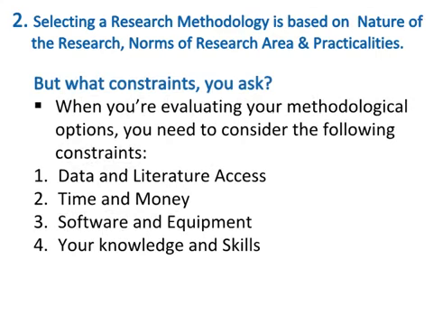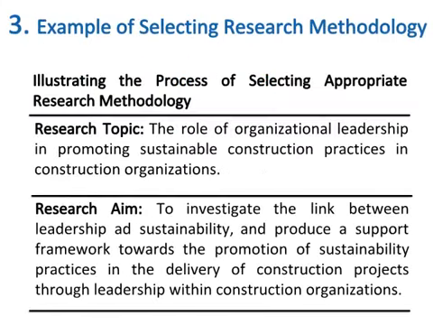When you're evaluating your methodological options, you need to consider the following constraints such as: Number 1 is data and literature access, number 2 is time and money, number 3 is software and equipment, number 4 is your knowledge and skills. Number 3 is example of selecting research methodology.